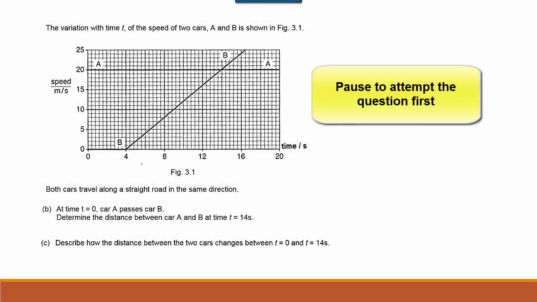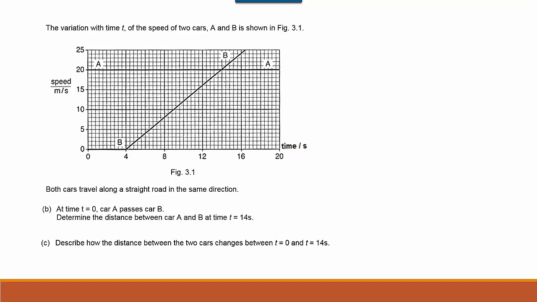Okay, let's look at this question. So this is a variation of time of speed of car A and B. They want to find what is the distance between car A and B when time equals 14 seconds. So over here. The concept applied is the displacement, the area under the velocity-time graph.